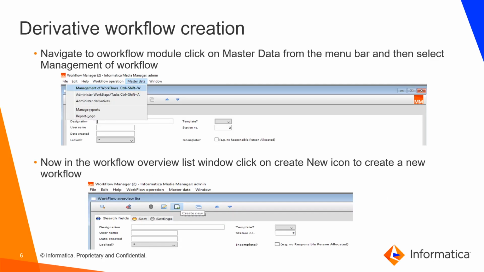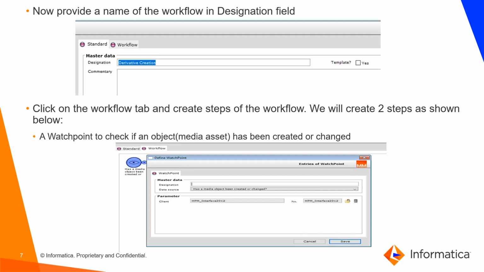The next step will be the creation of a workflow. For this, navigate to the OWorkflow module, click on Master Data from the menu bar, and then select Management of Workflow. A new window opens with an overview of the list of workflows. Here, click on the Create New icon to create a new workflow. Provide a name to the workflow in the designation field. Click on the Workflow tab to add steps inside the workflow.